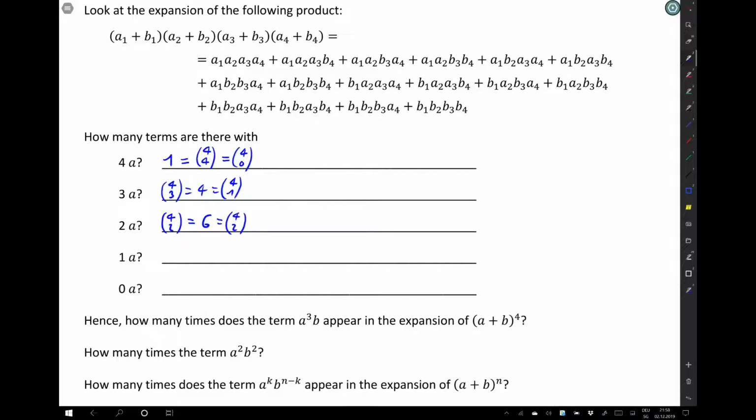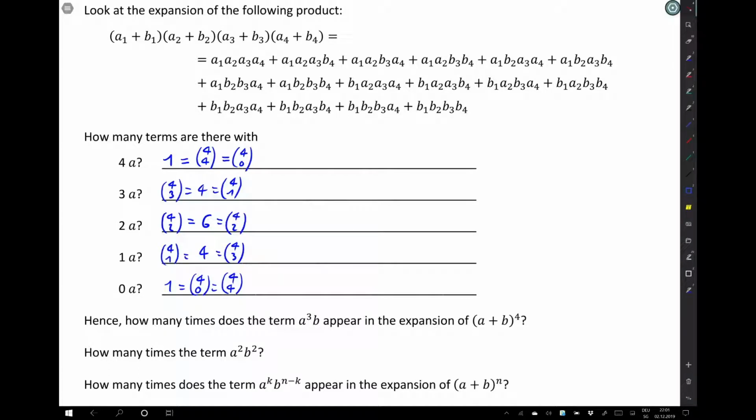How many ways are there to choose only one a? Well, we have to choose one of the 4 brackets where we choose the a. So we have 4 choose 1, which is equivalent to 4, or also to 4 choose 3, namely choosing 3 times a b. How many ways are there to choose no a? Well, that's exactly one way, namely when we choose only b's everywhere. So 4 choose 0 for choosing never an a out of the 4 choices, or 4 choose 4 for choosing 4 times the b in the 4 choices.